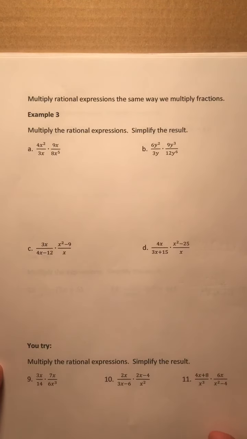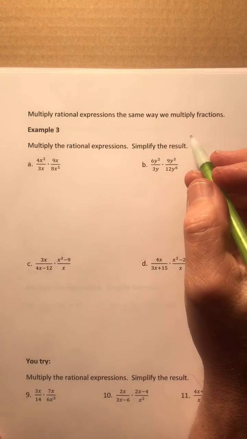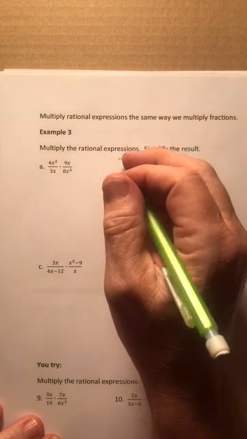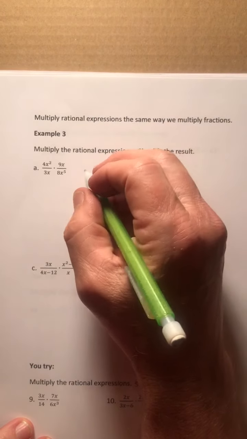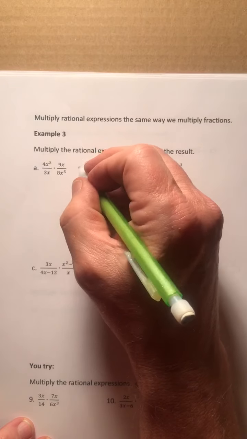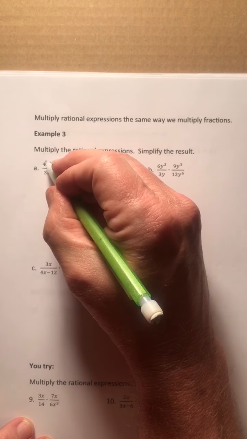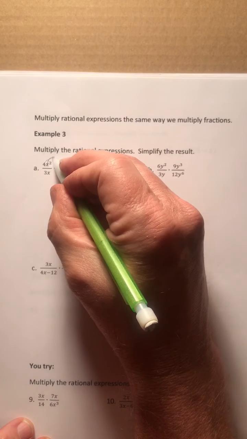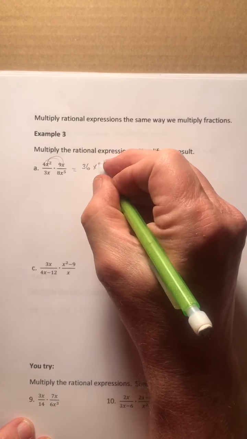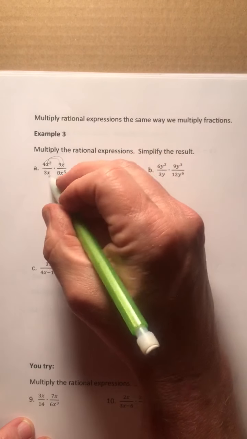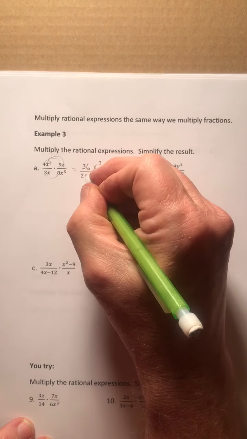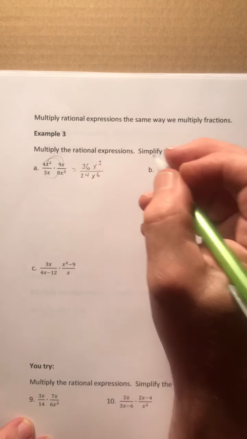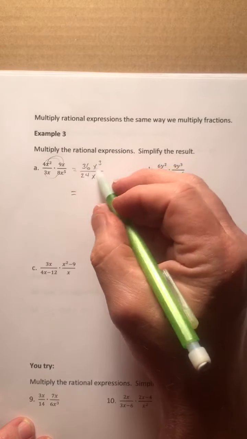All right. Example 3. We're going to multiply, and you can do this the same way you do fractions. Now, I've been told in the past that you like it better when you just multiply across and then reduce. So if we multiply across, we get 4 times 9, which gives us 36, x squared times x, which gives us x cubed, over 3 times 8 is 24, x times x to the 5th gives us x to the 6th. And now we can reduce.